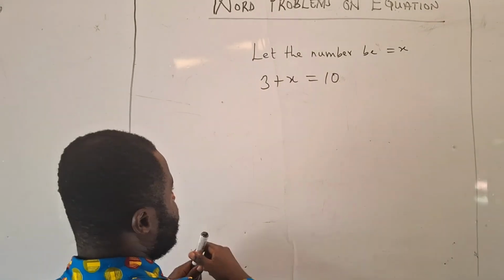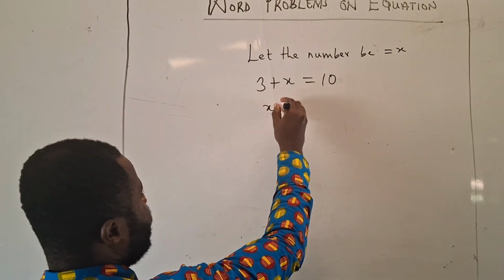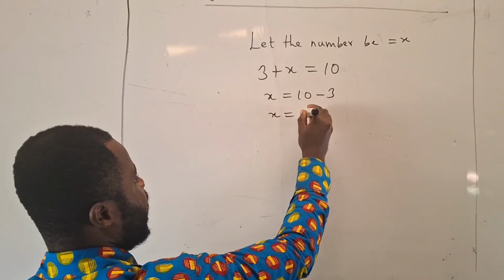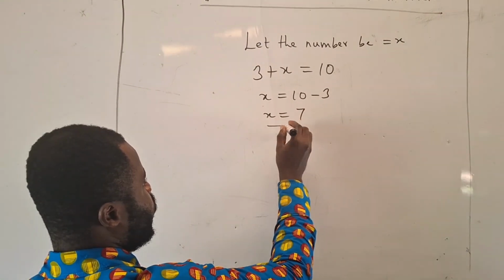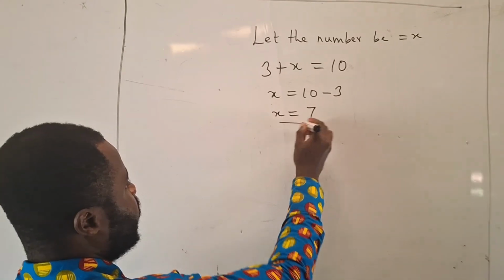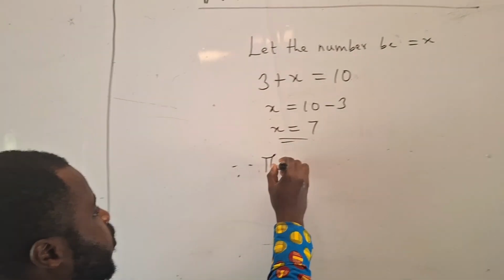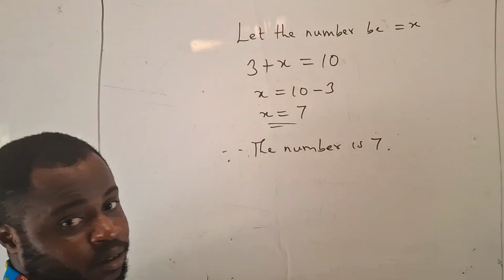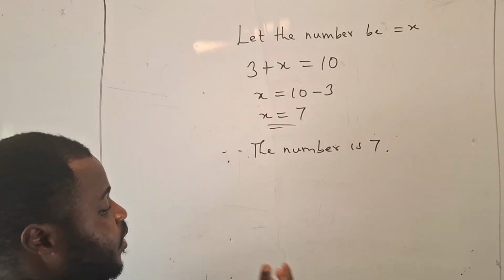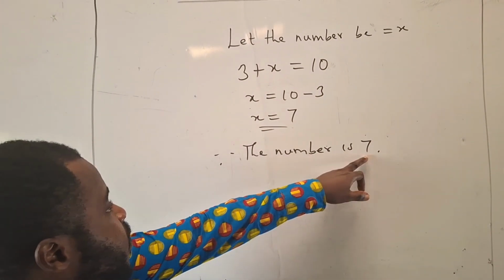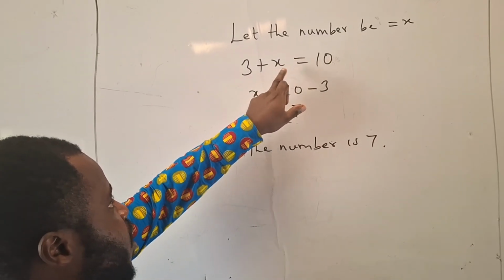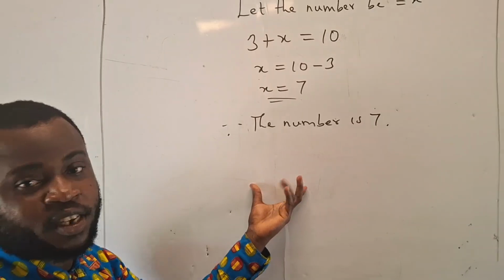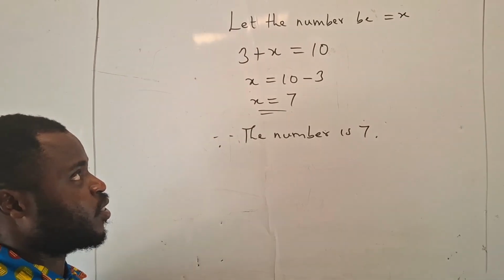Find the number. So in equation terms, we are going to solve. We have x is equal to 10 minus 3, and we get x is equal to 7. So therefore, the number is 7. Indeed when you put 7 here and add it to 3, it's going to give you 10. So this is our first question. This is how it is solved. So we are taking another question.